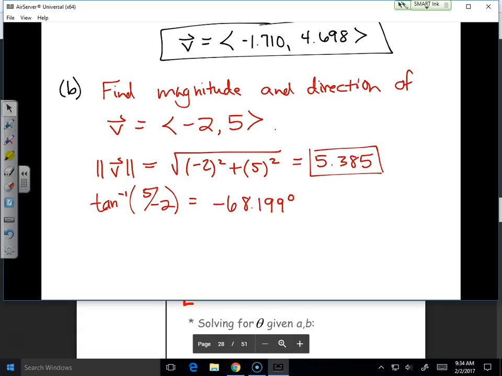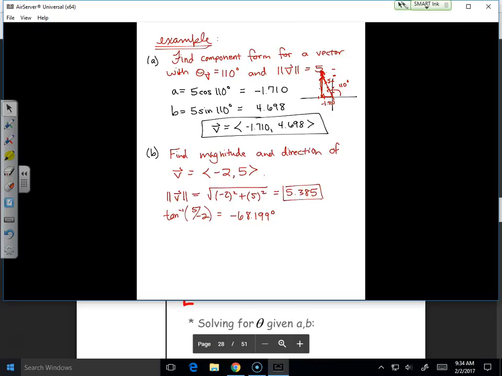Wait, is that close at all to the angle up above? It's not even in the same ballpark. Wait, it's not even in the same quadrant. So, does this formula fail? Let's see. Negative 68 is down here somewhere, right? Where's my vector supposed to be if it's negative 2, 1, 2, 3, 4, 5? It's supposed to be opposite. Why wouldn't tangent inverse get it for me? Because tangent inverse only works in quadrants 1 and 4. It gives us between negative 90 and 90.